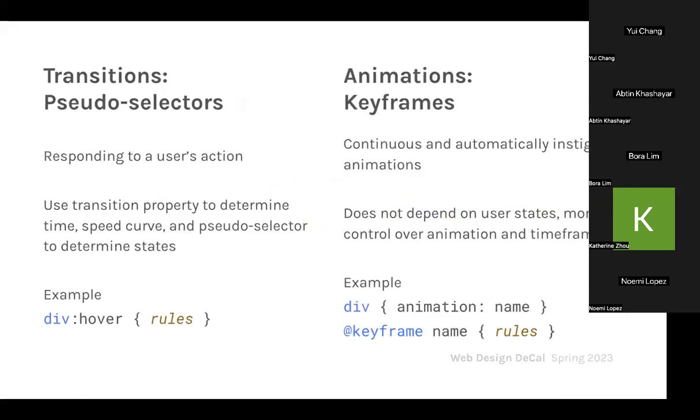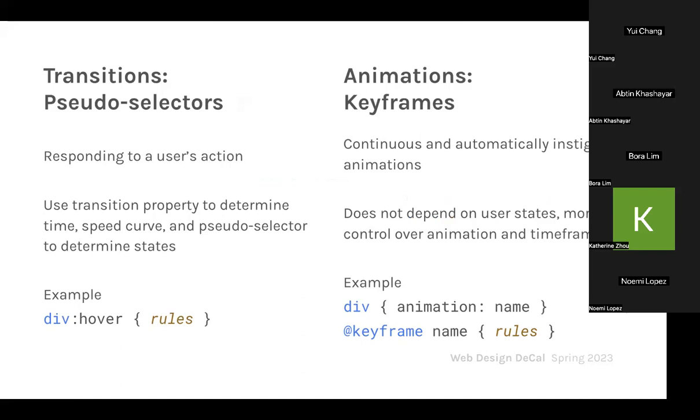So basically, in what we've learned so far, we've learned transitions with CSS pseudo selectors. So these are more like responding to a user's action, like hovering, clicking, etc. And then you'll use a transition property to determine time, speed curve in your CSS, stuff like that. And then for animations, animations are continuous and sort of automatic.